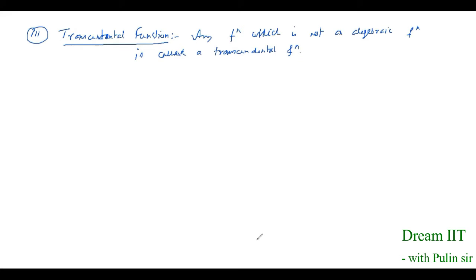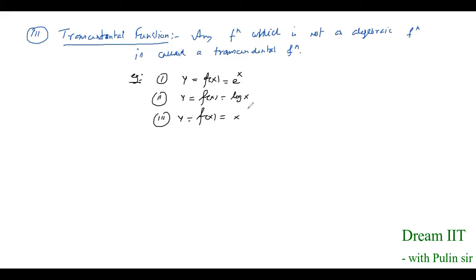We'll give you examples. For example, a logarithmic function, you can consider y equal to f(x), or an exponential function you can consider. These are examples of transcendental functions. These are all coming in the category of transcendental functions, etc. We'll be studying this also. So this type of functions are said to be transcendental functions.